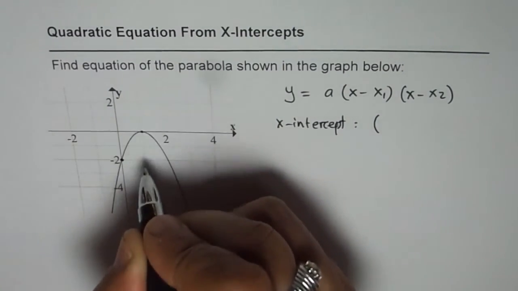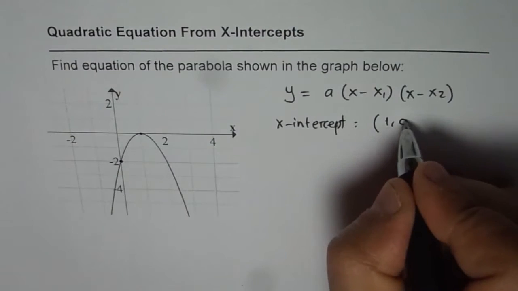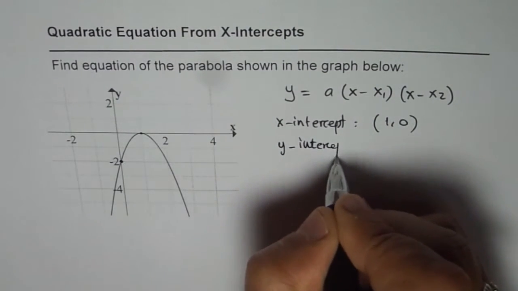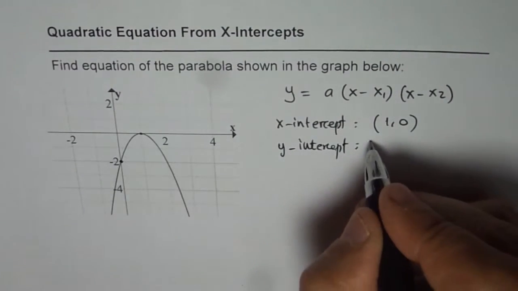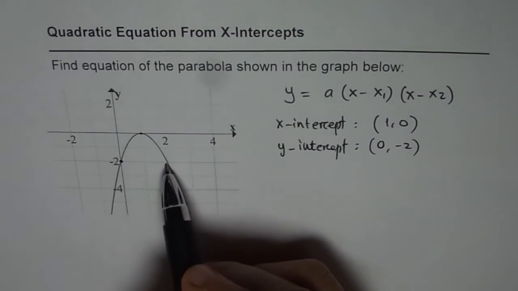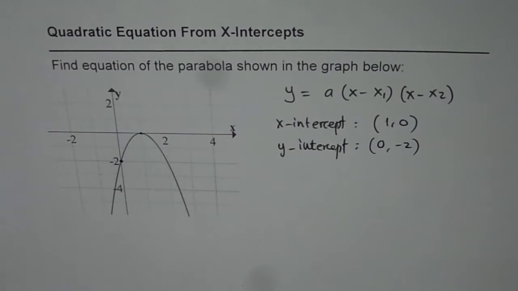at x equals 1. So it is (1, 0). And we can also read the y-intercept, which is (0, -2). Now the question for you is, since we have only one x-intercept, do we need another point to find the equation of this quadratic function? Think about it. Or you can actually find the equation and then look into my suggestions.